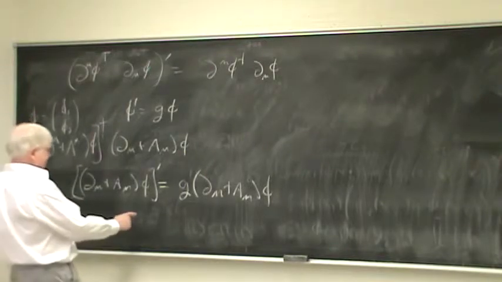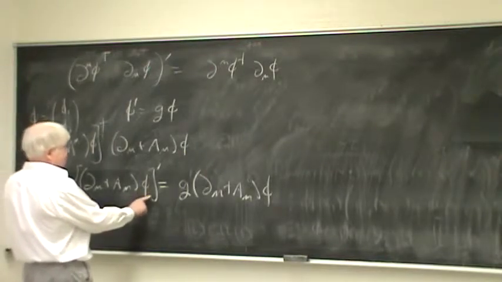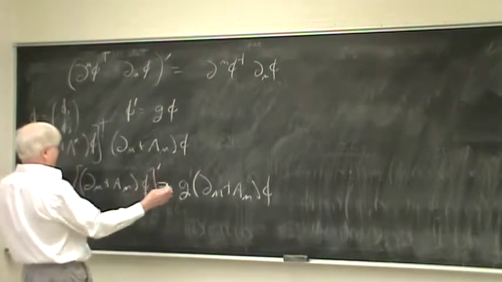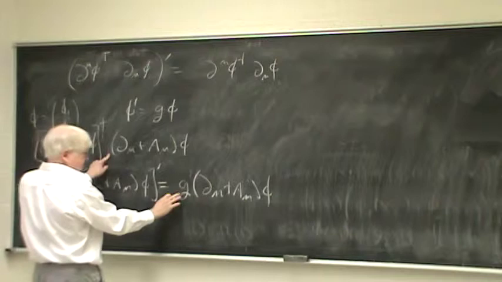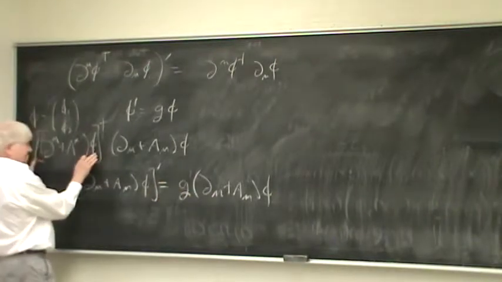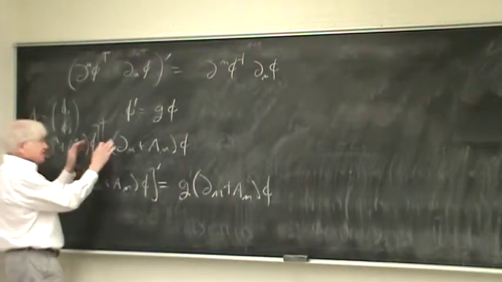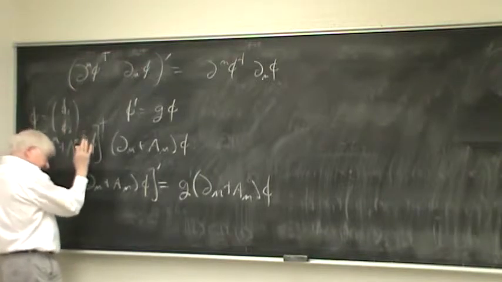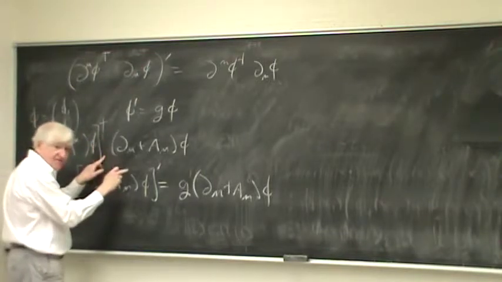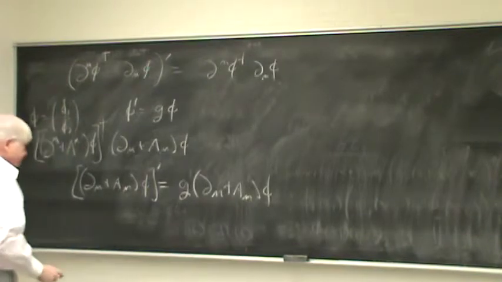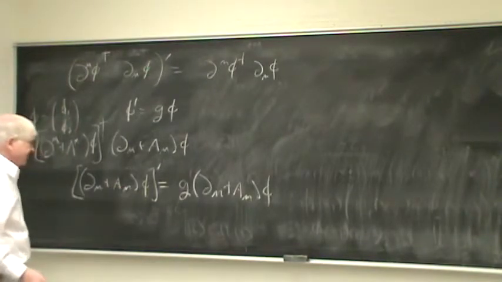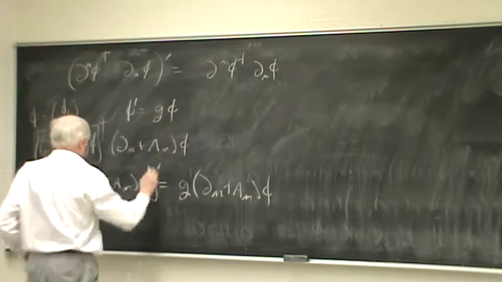But this, you see, is the idea. If this is true, then under the gauge transformation, this thing will turn into just g times that. This guy will turn into g dagger. It will turn into the dagger and then g dagger, and then g dagger g will be 1 if g is unitary. So this is very simple because phi prime is g phi.